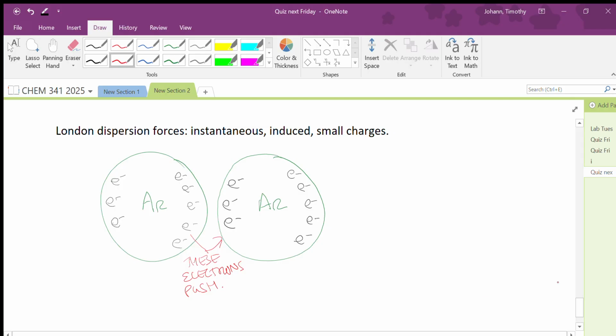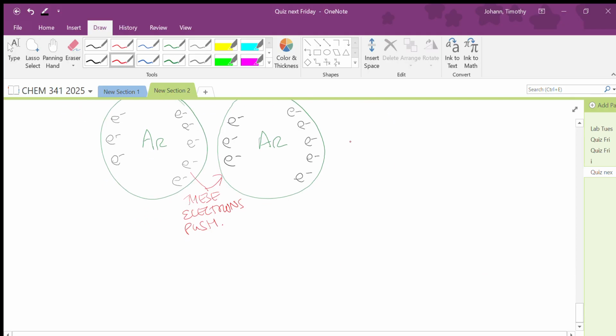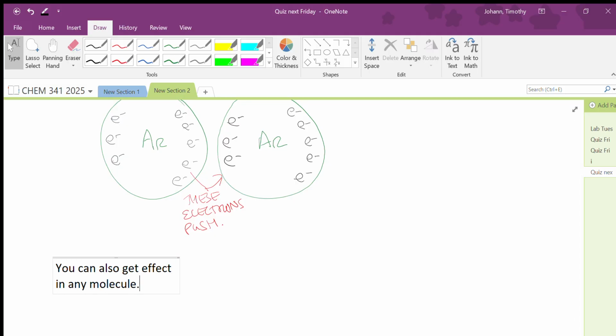Now you can also get that happening in any molecule. You can also get this effect in any molecule. The more electrons you have, the greater the summed effect, if that makes sense.